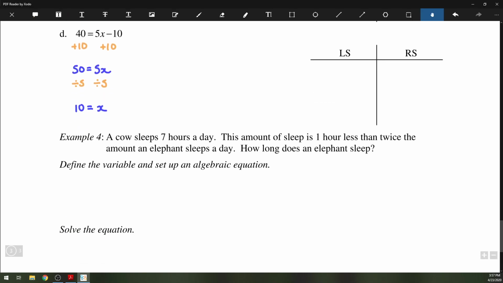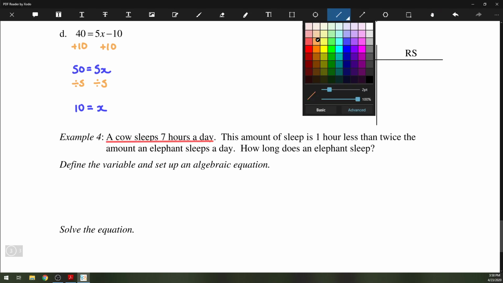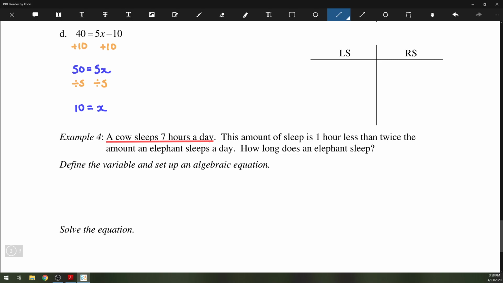Now, quick word problem. Cow sleeps 7 hours a day. This amount of sleep is 1 hour less than twice the amount an elephant sleeps a day. How long does an elephant sleep? So there are a few parts here. First part, cow sleeps 7 hours a day. Second statement is this amount of sleep is, which is our equal sign, 1 hour less than, and then twice the amount an elephant sleeps a day.